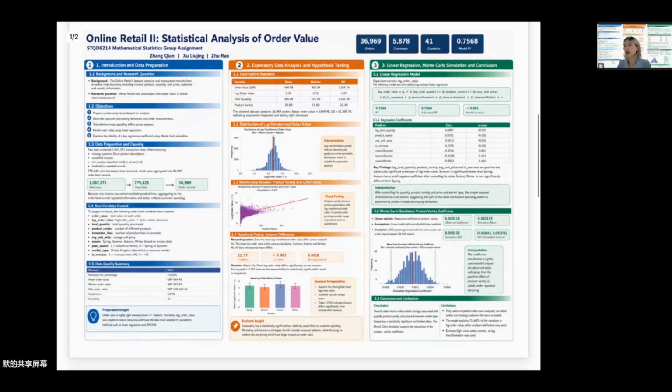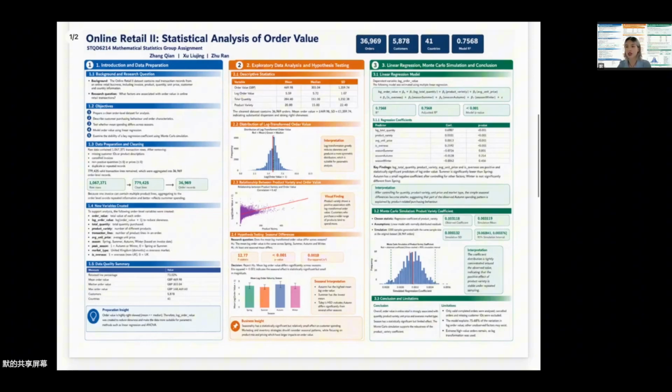The main research question is what factors are associated with order value in online retail transactions. In this project, we focus on quantity, product variety, market type, and season. For my part, I focus on data preparation. The original data set contained 1,067,371 transaction rows. Since the raw data was at transaction level, one invoice could appear several times if a customer bought multiple products. So, to avoid repeatedly counting the same order, I aggregated the data into order level, where each row represents one completed invoice or order.